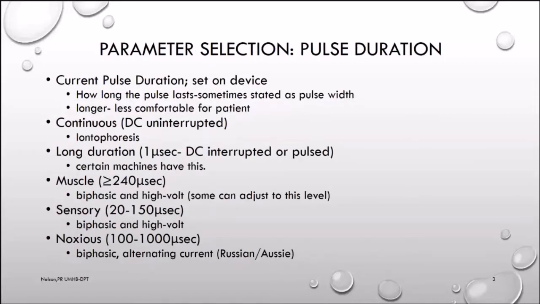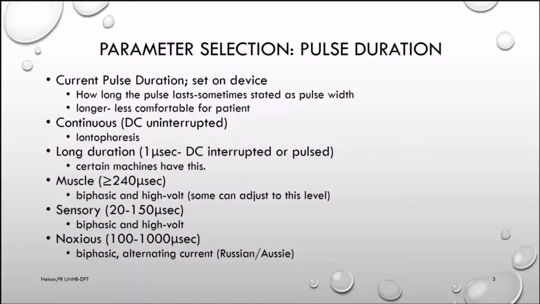We can also set the pulse duration, so how long the unit is on. Sometimes it's also stated as pulse width, which is really inaccurate. So we'll try to use the term pulse duration. The longer the pulse is on, the less comfortable it is for the patient. So it's always a balance between how long the pulse lasts and how much current you can drive into the tissue to get the desired effect.